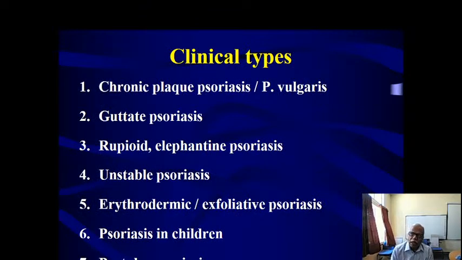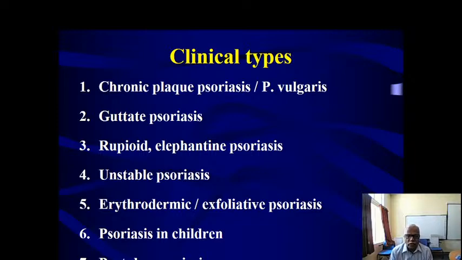Similarly, we have certain clinical types also. Not only according to the anatomic location, certain clinical types according to the morphology of the lesions. We name them as chronic plaque psoriasis, as I already explained, how the plaques look, how they are surmounted by white scales. Then we have guttate psoriasis. Guttate means raindrop-like, very small plaques, just like raindrops.